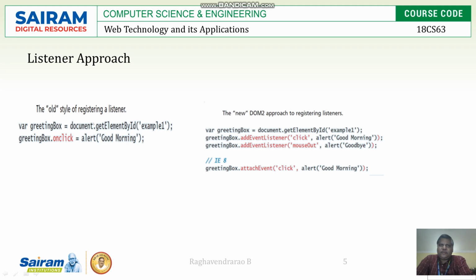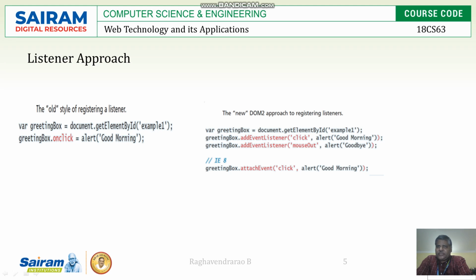Now here you can see the old way of communication and the new way of communication. The old way is greetings box, the example is given again, repeated over there: document dot get element by ID example 1, greetings box onclick, and it should display that. This is a programming concept, right? So this is the old way of writing it. The new way of writing is called the DOM2 approach.